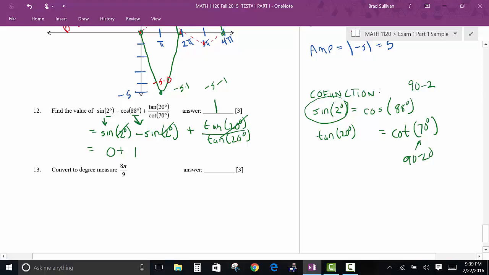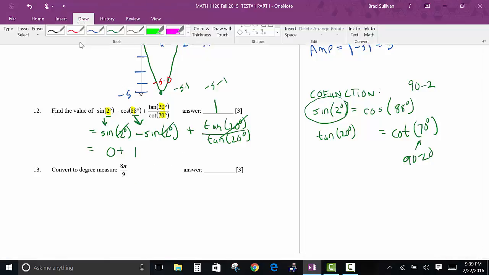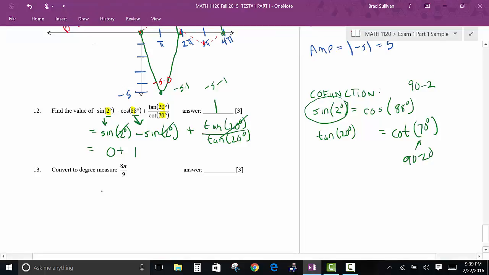The way that you can know that you're dealing with cofunctions, of course, is the sine, cosine, tangent, cotangent. But also pay attention, one of the clues that you're being tested over this is these angles are complementary. 20 and 70 add up to 90, 88 and 2 add up to 90, like that. So that's the idea.